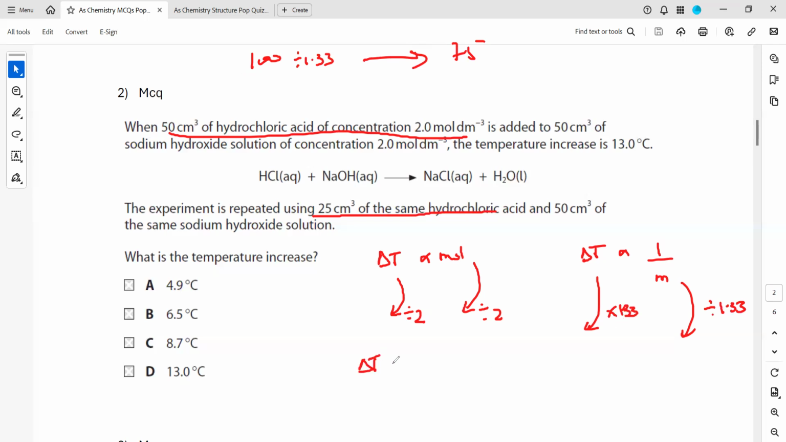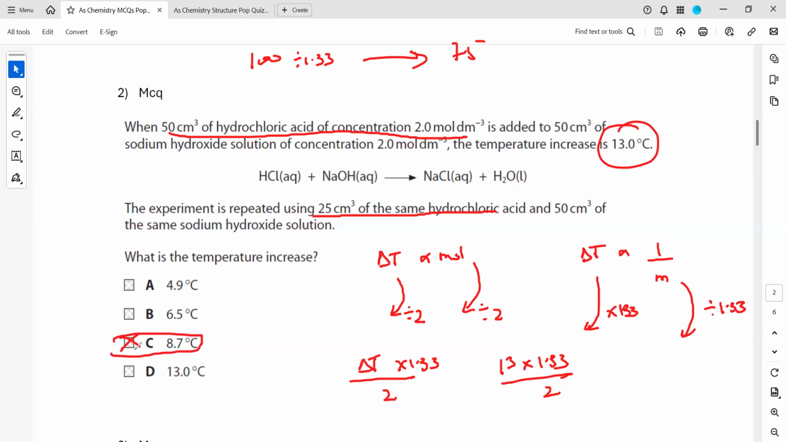So due to the change in the moles, the temperature change should be divided by 2. And due to the change in the mass, the temperature change should be multiplied by 1.33. So originally the temperature change was 13. So 13 multiplied by 1.33 divided by 2. What's the answer for this? 13 times 1.33 and then divided by 2. So we got C, or 8.7 degrees. 8.465, which is 8.7.